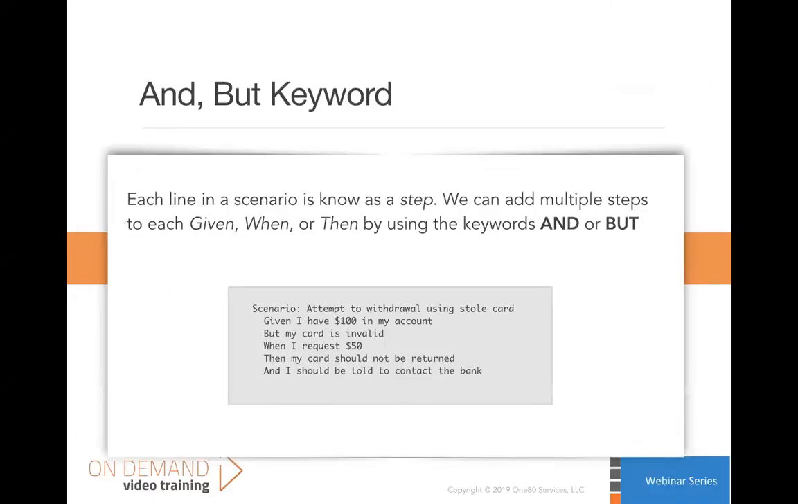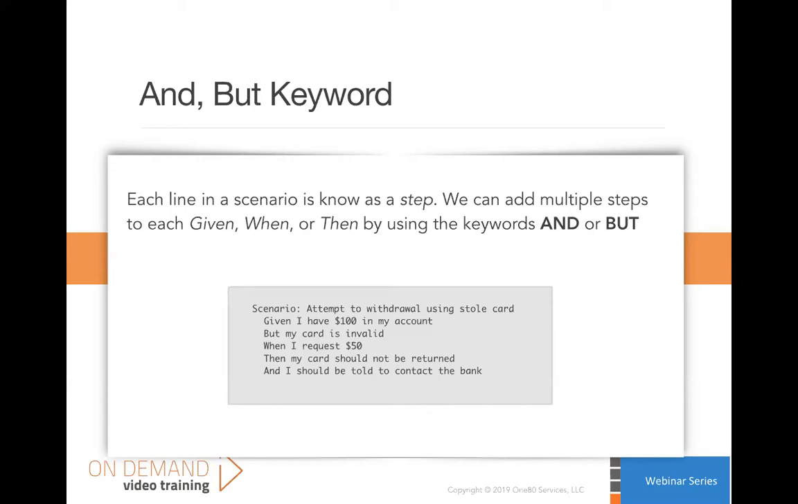All right. The final keyword I want to talk about real quick is the and statement. It is possible in acceptance criteria to have multiple givens, multiple whens, and multiple thens. And as you can see in this story here, you don't have to repeat the words over and over. For example, the scenario here is I'm attempting to withdraw using a stolen card. And there's the given, I have $100 in my account, but my card is invalid. So you could say, given I have $100 in my account, given my card is invalid, when I request $50, then my card should not be returned, then I should be told to contact the bank.